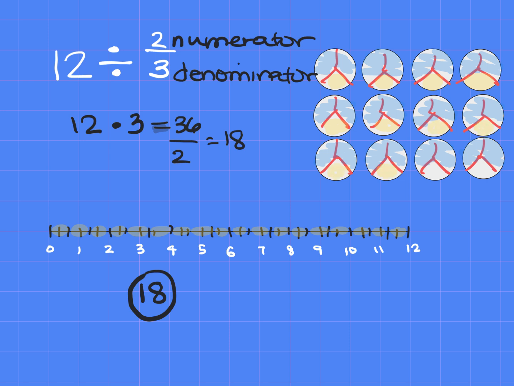16, 17, 18. Again, I'll mark it up so you can see these thirds, those two connected, because again, we're still doing two parts. And so those connected to make another two 1/3 sections. And so again, you see the answer in both picture representations: 12 broken up into 2/3 pieces is 18. Again, that means that there are 18 2/3 pieces in 12.